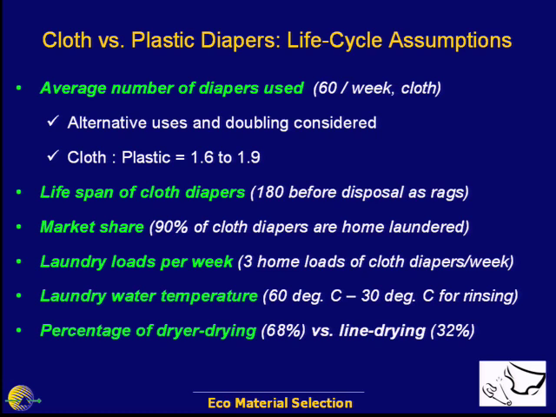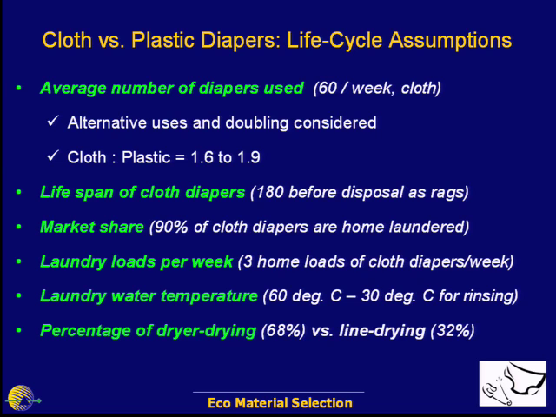How long would a cloth diaper last? Well, they assume 180 uses before it's disposed of as a rag, and that rag would have certain use time also. The market share. Are you laundering these cloth diapers at home, or are you having a service do them? That would make a big difference, as we'll see. Laundry loads, assume 3 loads of cloth diapers, even the temperature of the water that one might use. They assumed 60 degrees Celsius on the wash, and the rinse was 30 degrees Celsius.